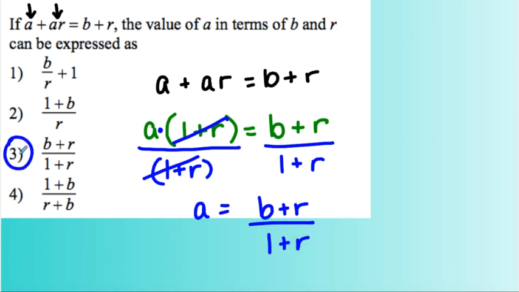All right, hopefully that helped you and will help you on your summer work as you complete these literal equations. Again, if you get confused, think about what you would do if you had numbers. And usually that can help you a little bit, okay?